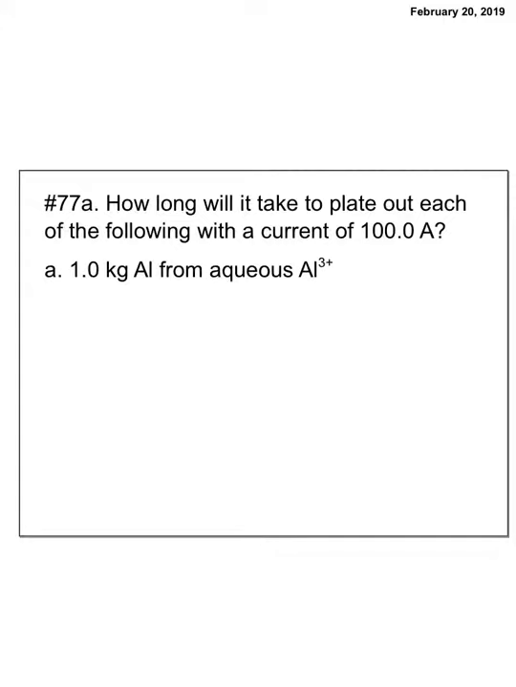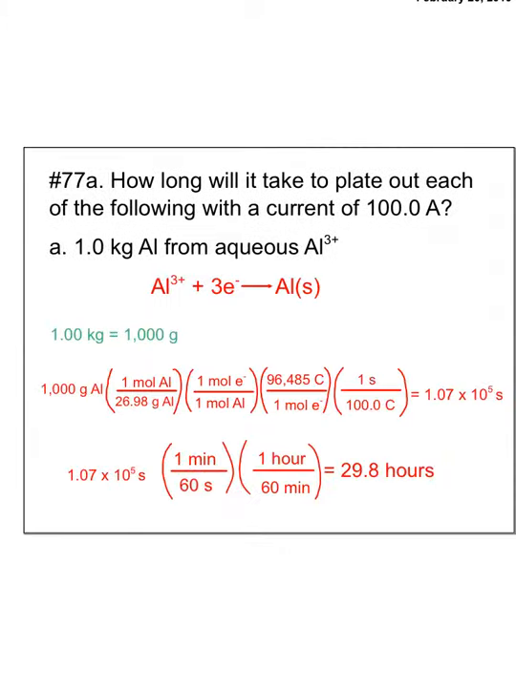How long will it take to plate out each of the following with a current of 100 amps? And it's 1 kilogram of aluminum from an aqueous Al3+. This may be one on your problem set. I think maybe not 77A. I think I asked you to do a different letter, potentially. So this should help you figure out how to do one on your problem set.